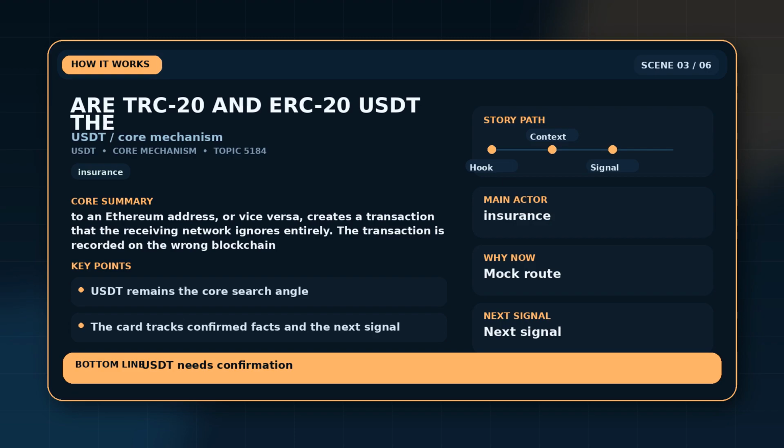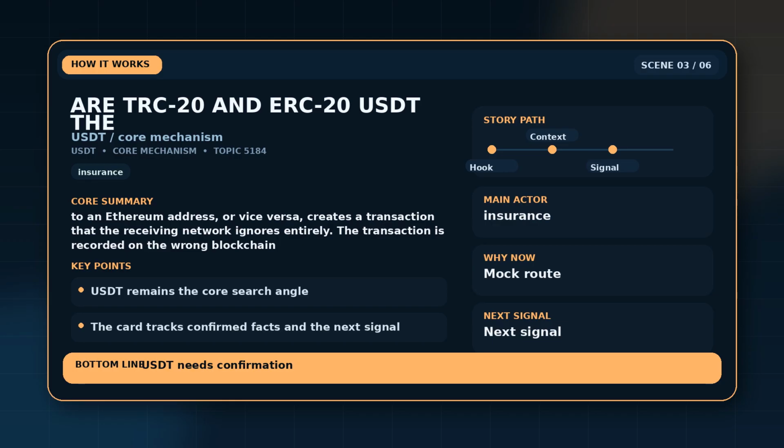to an Ethereum address, or vice versa, creates a transaction that the receiving network ignores entirely. The transaction is recorded on the wrong blockchain, but the recipient's address is never updated. The money is gone. Tron uses a delegated proof-of-stake model with 27 super representatives processing blocks every 3 seconds.